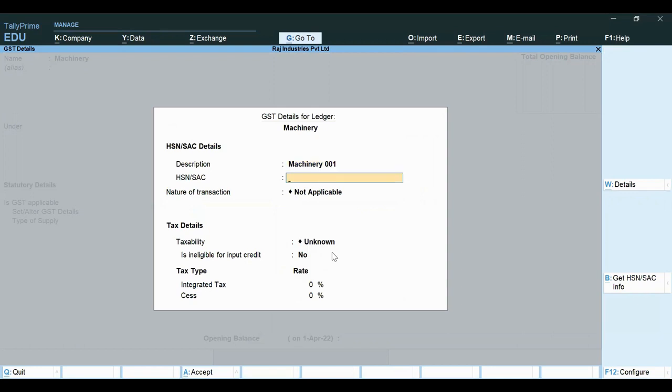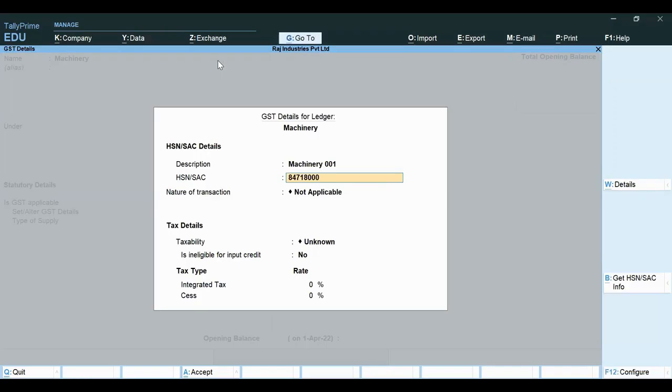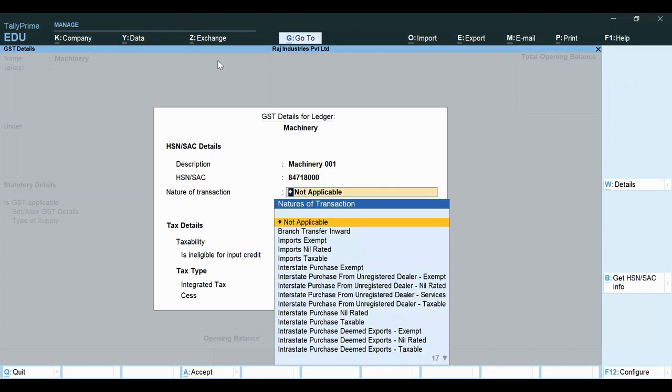HSN number, SAC number. Your goods would have an HSN number, which is Harmonized System Nomenclature. Your services would have a SAC, Services Accounting Code. So machinery has an HSN number, which is 8471 8000. Nature of transaction: this means from where are you going to purchase this machinery? Is this an intra-state transaction or an interstate transaction?